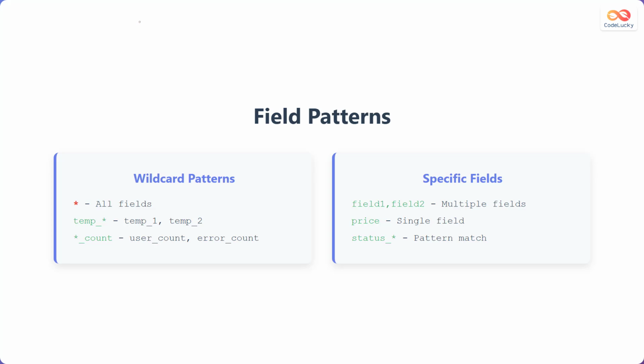Field patterns in the foreach command give you flexibility in selecting which fields to process. Wildcard patterns are the most common approach. You can use an asterisk to match all fields in your dataset, or combine it with text to match specific patterns. For example, temp_* would match fields like temp_1, temp_2, and so on. Similarly, *_count would match fields ending with _count. You can also specify exact field names separated by commas, or use a single field name if you only want to process one specific field.